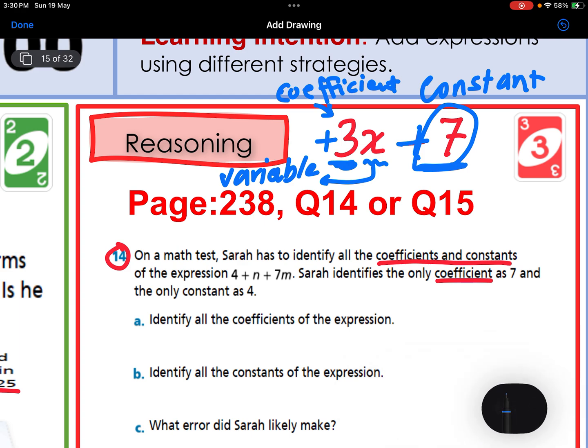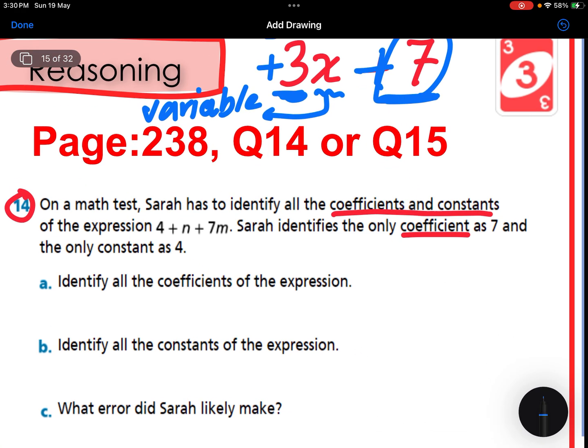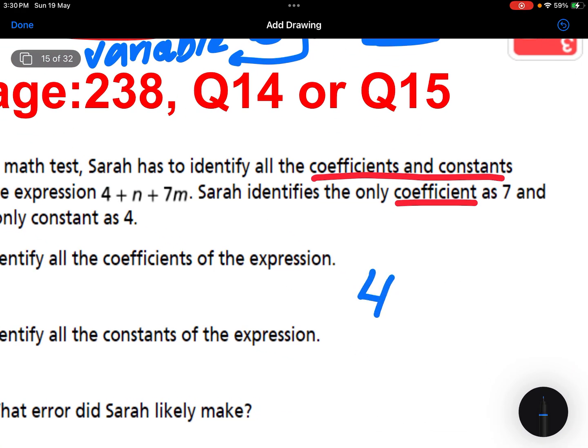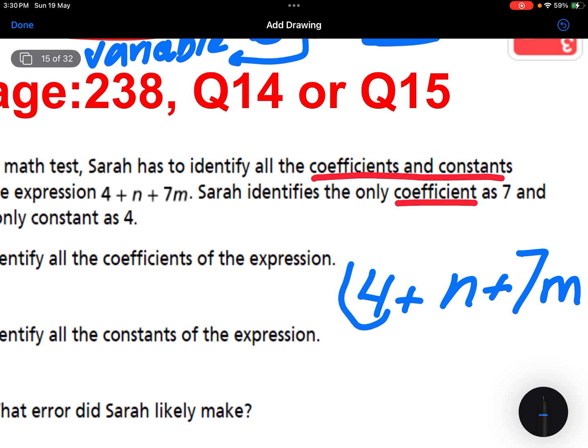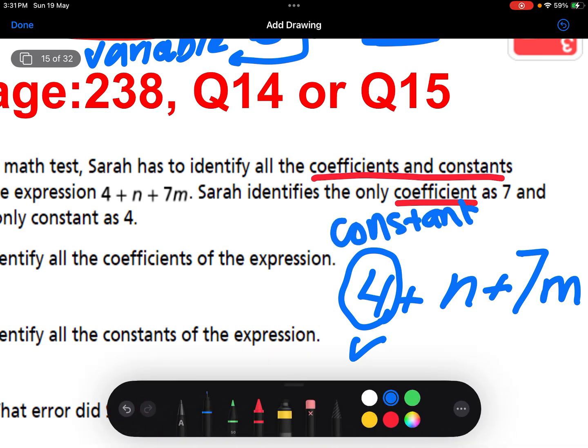Do you agree or not? Let's see. So the expression is what? 4 plus n plus 7m. Now we agree totally that the 4 is the only constant, since it's the only number that is not associated with any variable. So yes, in this part she is correct. It's a constant and we don't have any other constant. That's correct.